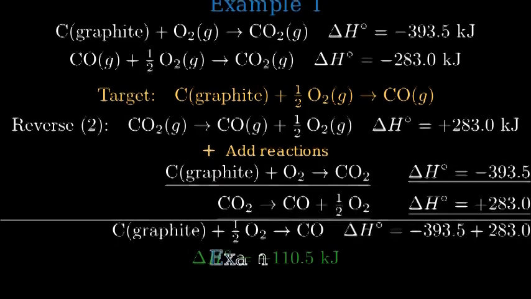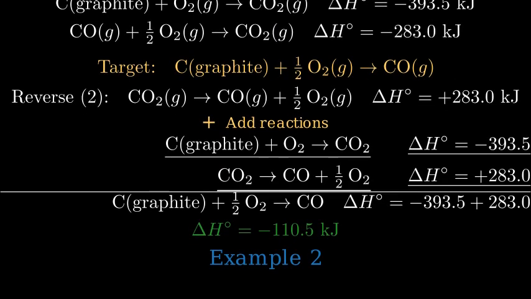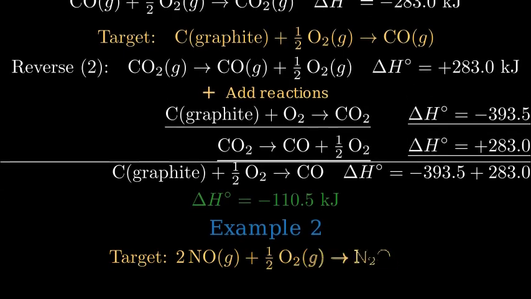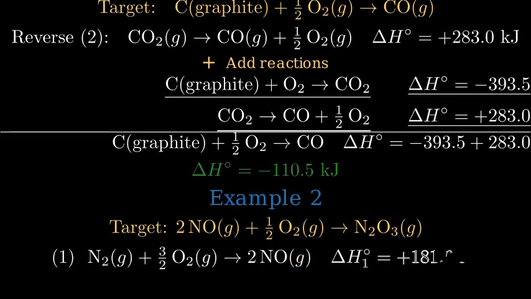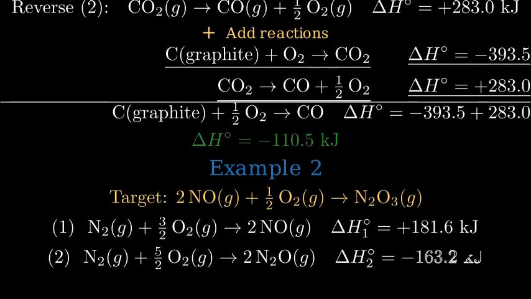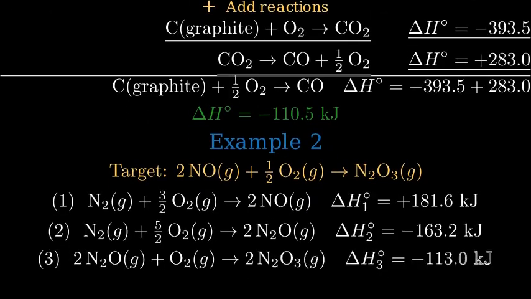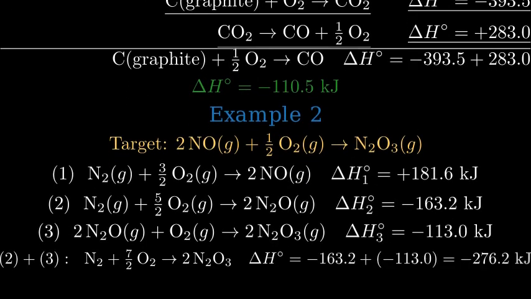Example 2. We want delta H naught for 2 nitric oxide gas plus 1/2 oxygen gas produces nitrous trioxide gas. We are given three reactions. A smart route is to first combine reaction 2 and reaction 3 to build 2 moles of nitrous trioxide from nitrogen and oxygen. Add their delta H values to get negative 276.2 kilojoules.